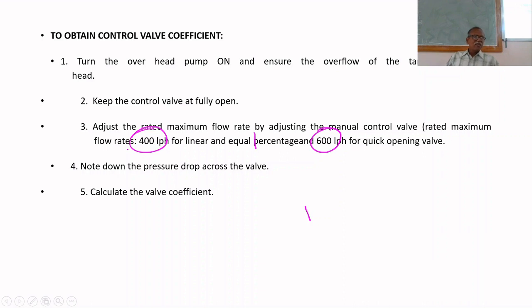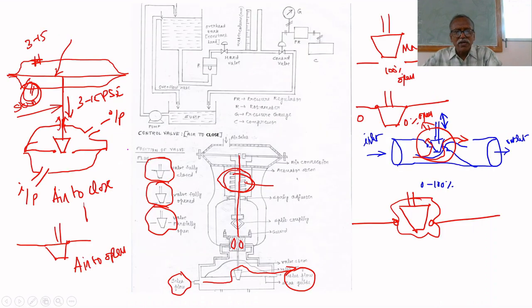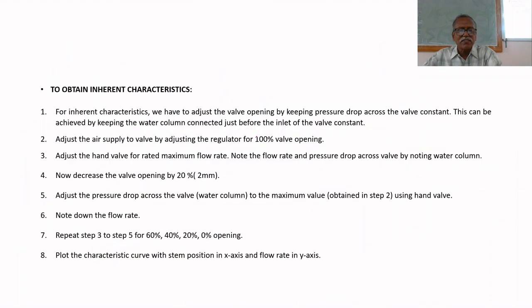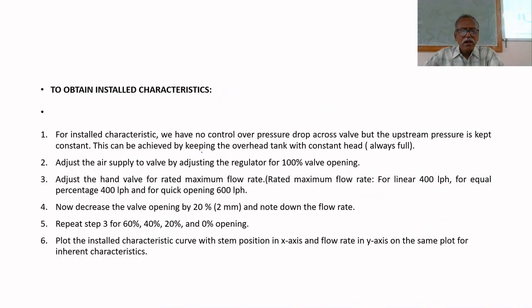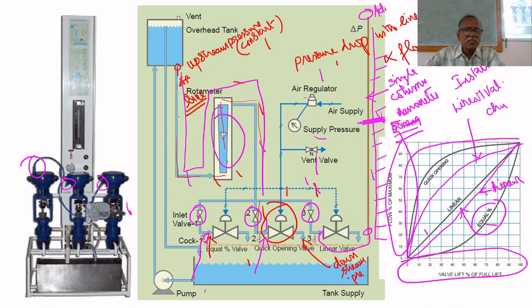Before that you have to find the CV, so that you know the maximum flow rate. Suppose for the linear valve the maximum flow rate is 400 LPH. Keep 400 LPH and find the CV. That's all. Then note down the water column. You adjust the valve opening by adjusting the regulator. Already I told you how to do that. Where is that? This is the regulator, here in the P&I diagram.